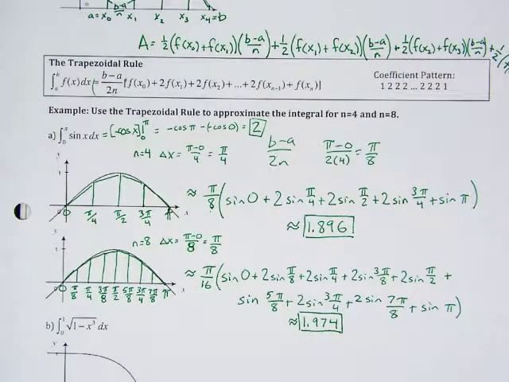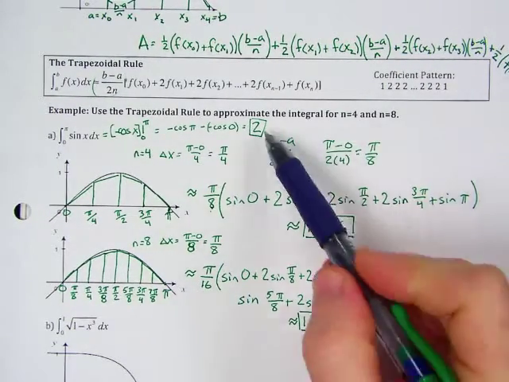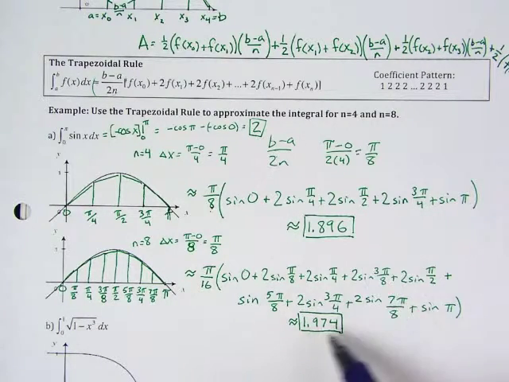2 would be the exact answer, and you can see if we increase the number of trapezoids, it's going to get closer and closer to 2. So why do we have to use the trapezoid rule? Because we can't integrate it.